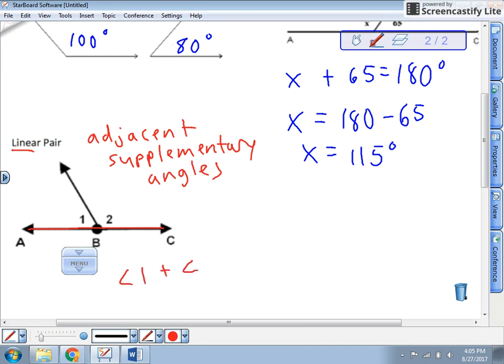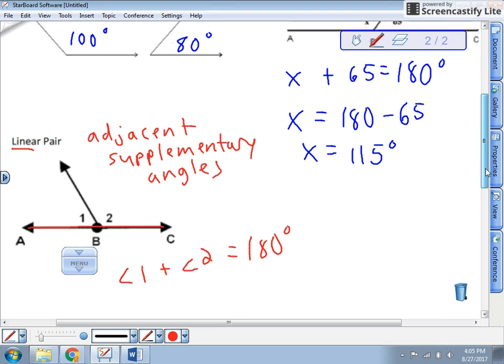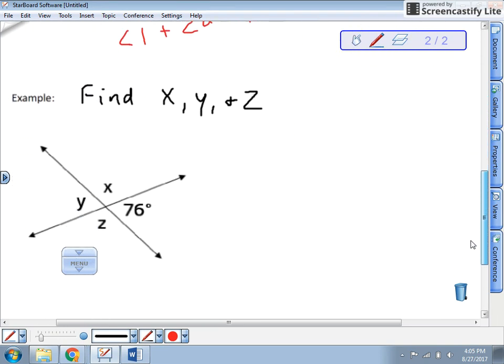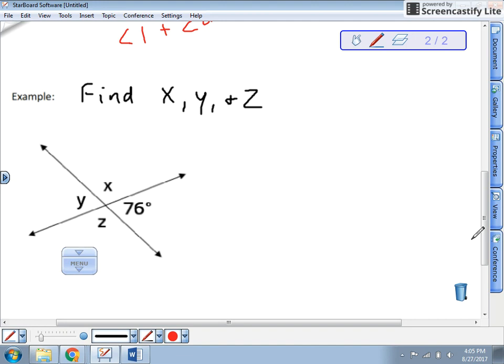would equal 180 degrees. And then finally, here's an example of what we'd use this information for. They'd give you a picture like this. Here's our vertical angles. They would say find X, Y, and Z. Well, in this case, the first one I'd solve for probably is Y, because these are vertical angles that are across from each other. So we know that they're congruent. So Y equals 76 degrees.